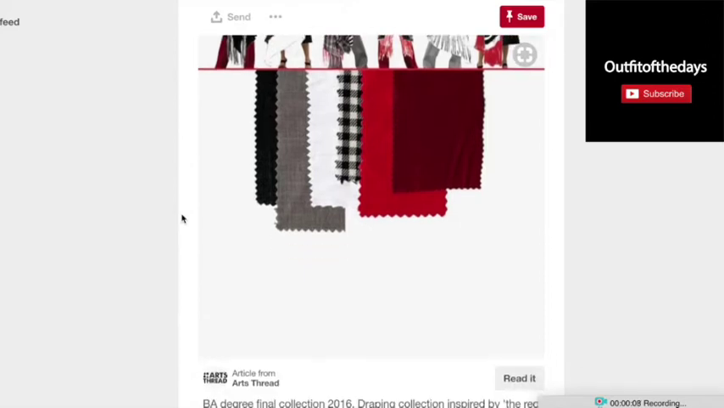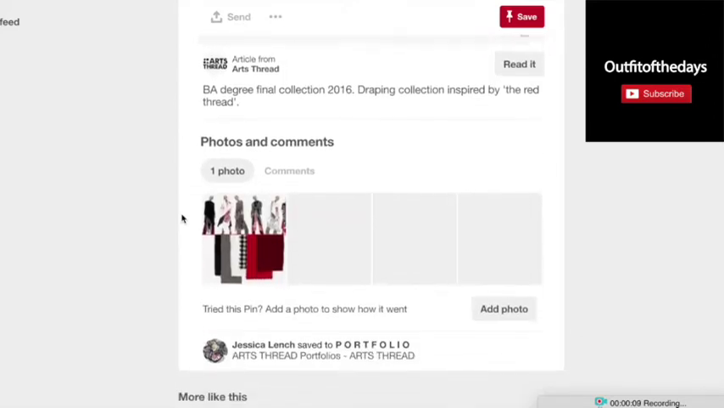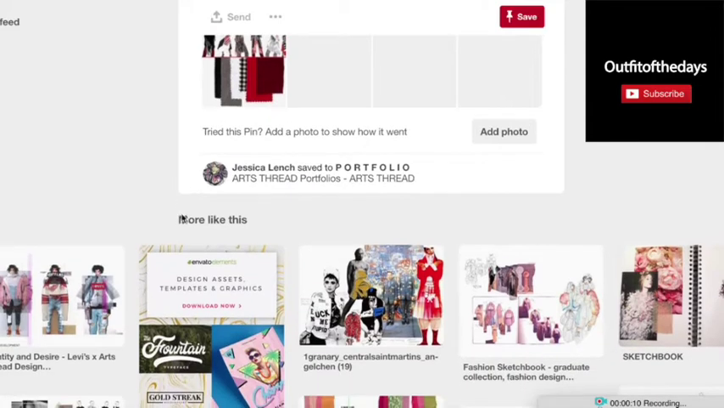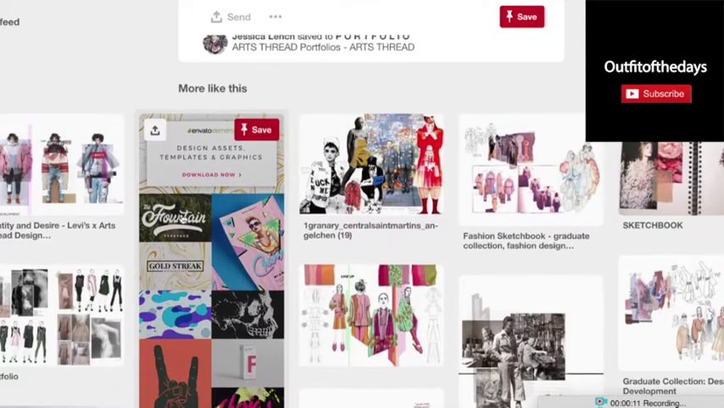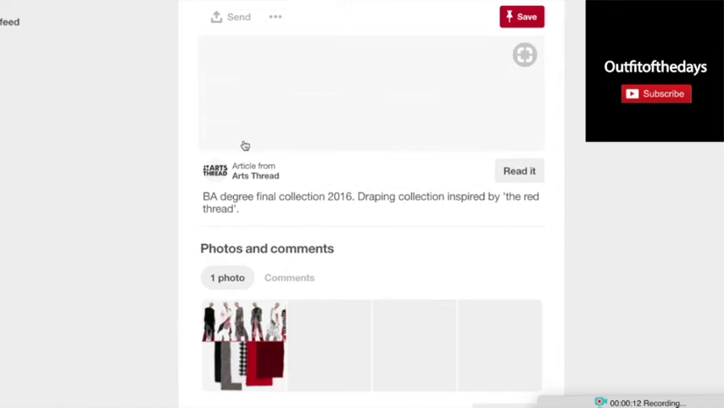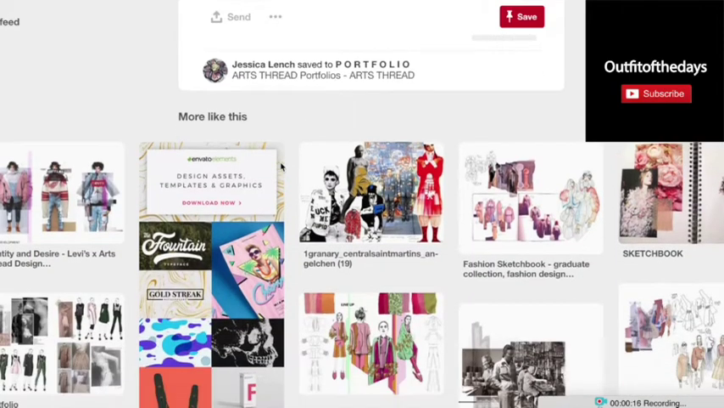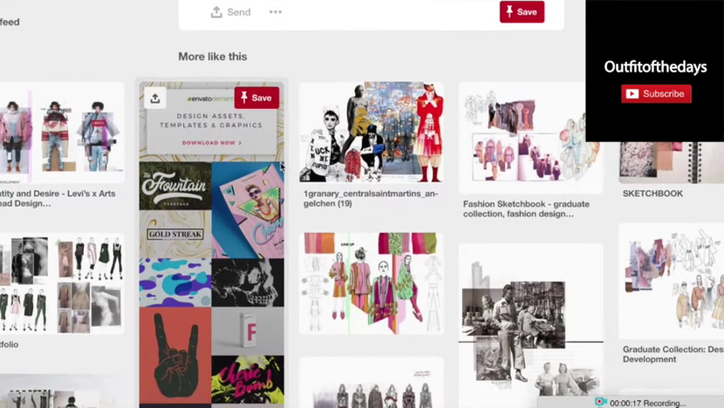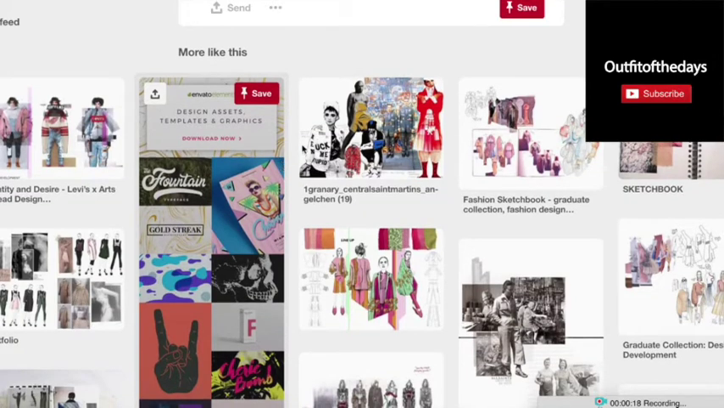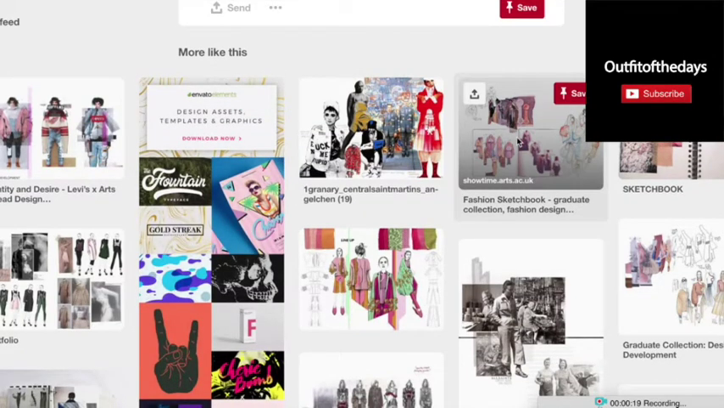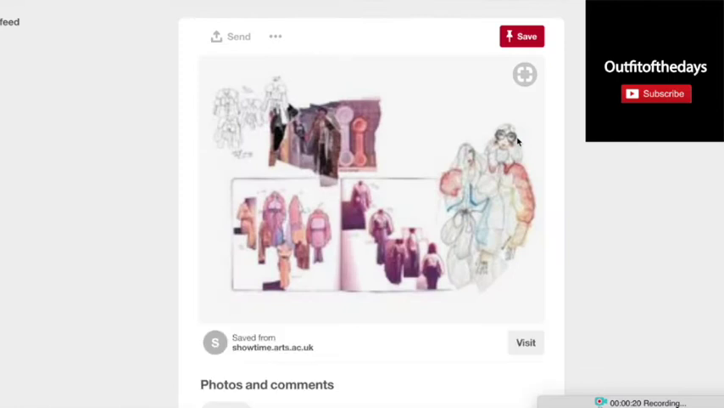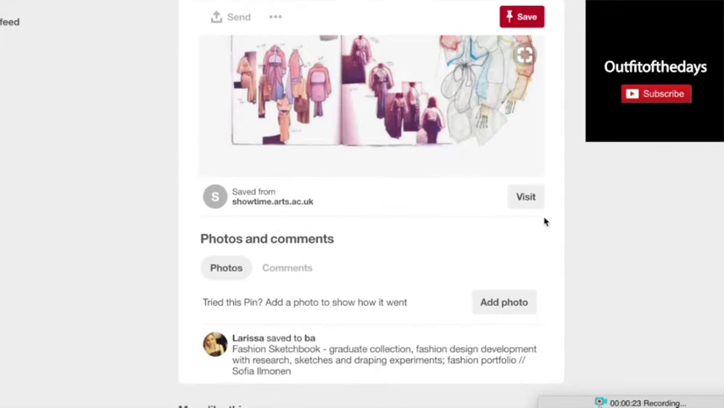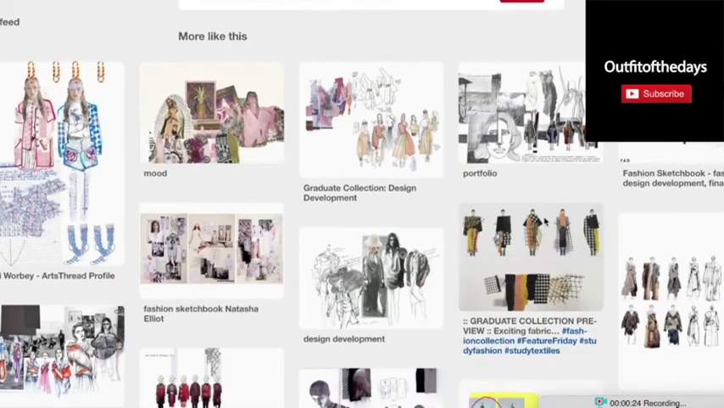So I type in fashion portfolio and it comes up with tons of ideas, and I just literally scroll through and have a look at different layouts, ideas, the ways that they have done their flat drawings, their illustrations, and also just laid out fabric swatches. So yeah, I just browse around, have a look, and from one pin you can actually scroll down and you can see suggestions, so it's like a never-ending way of getting around the whole of Pinterest and seeing all these ideas.